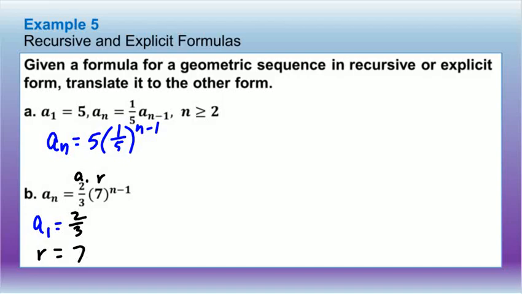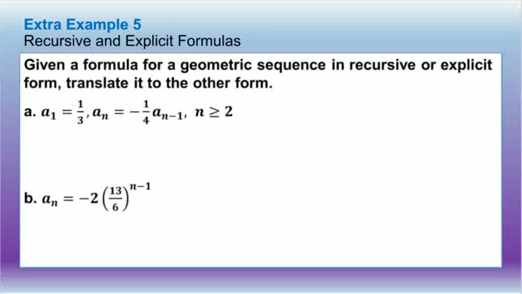So now to write this, we would have A subscript n equals our common ratio, 7, times A subscript n minus 1. So that would be our recursive formula. Next, here we need to write the explicit form. So this would be A subscript n equaling our first term 1/3 times the common ratio of -1/4 raised to the n minus 1 power.